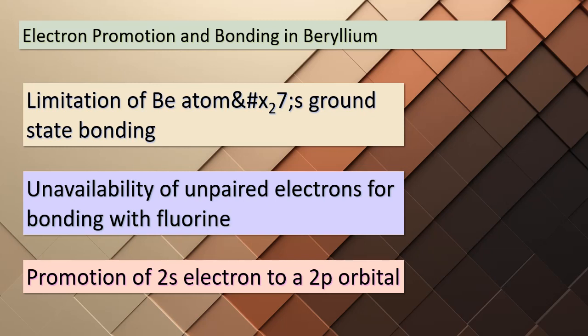Imagine this. By promoting one of the 2s electrons to a 2p orbital, the beryllium atom gains newfound potential. This opens up a whole new avenue for bonding. Now, instead of being limited by its ground state, beryllium can form not 1, but 2 bonds. Visualize this arrangement as 1s¹ 2s¹ 2p¹. Isn't it amazing how a simple rearrangement of electrons can lead to such bonding possibilities? Keep this concept in mind as we journey deeper into the intricate realm of atomic interactions.